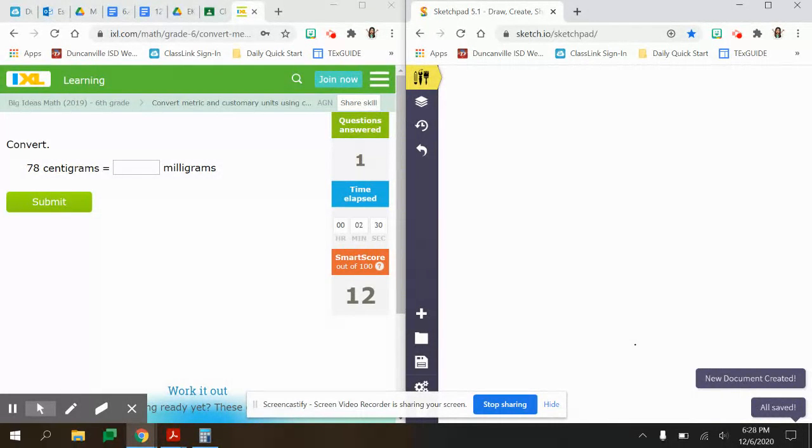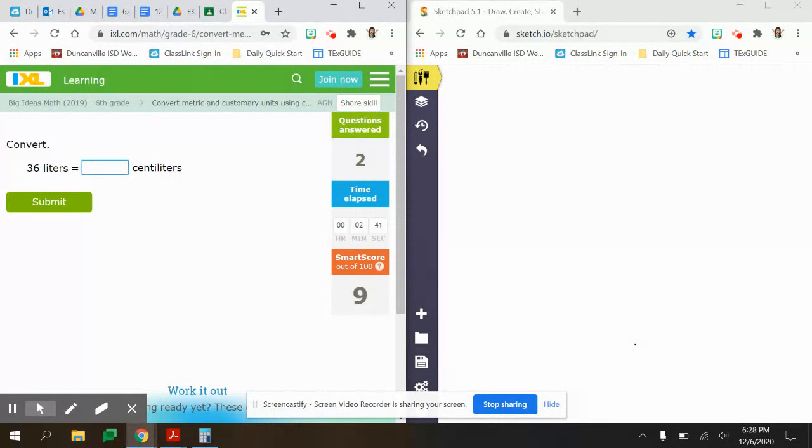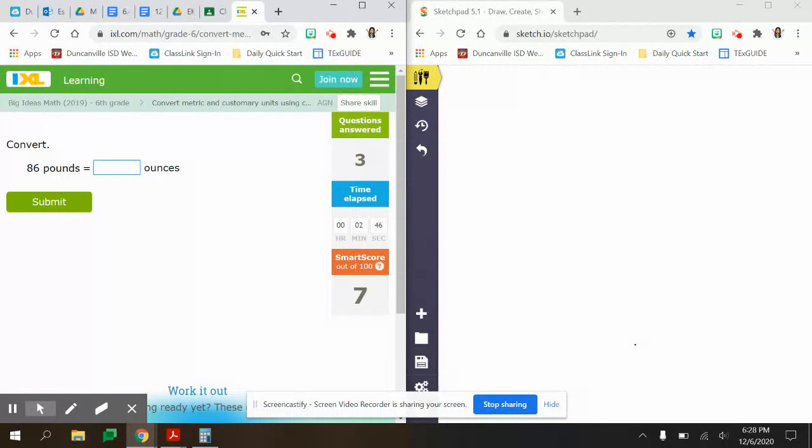I've got 78 centigrams equals blank milligrams. We're going to skip this one because we don't do centigrams in 6th grade math. We don't do centiliters either. I'm just going to skip the ones that we don't do.